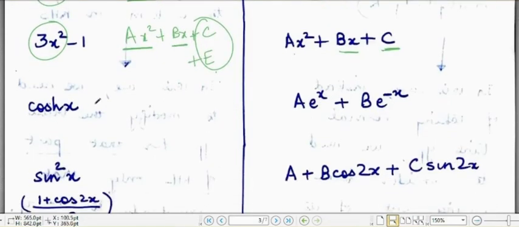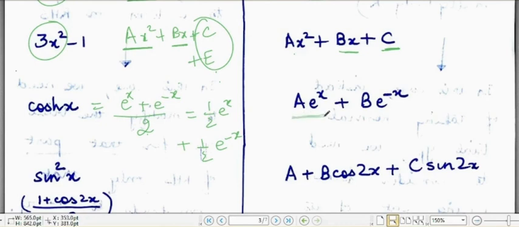Now let's look at cos hyperbolic x. We know that the definition of cos hyperbolic x is e to power x plus e to power minus x upon 2. So it's actually a linear combination of e to power x and e to power minus x. So for e to power x, it's a e to power x, and for e to power minus x, it's b e to power minus x. Even if it's sine hyperbolic x, which is e to power x minus e to power minus x upon 2, you will have the same trial yp.